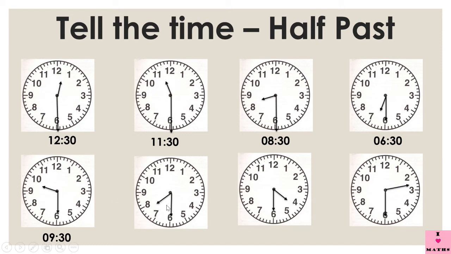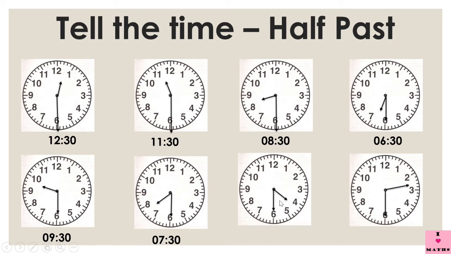In this clock, the hour hand is between 7 and 8. It has crossed 7, and it will go to 8. And this time is called half past 7, and we write it as 7:30.